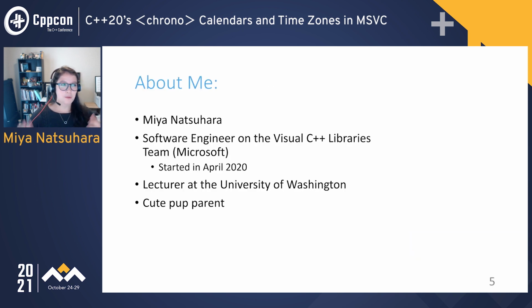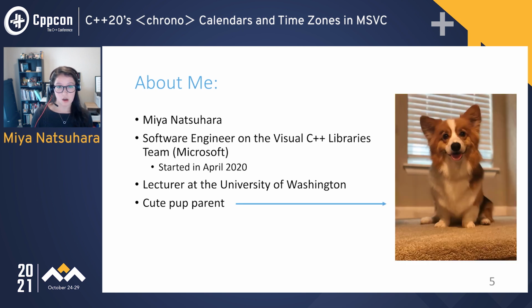Okay, so just starting off about me, Miya Natsuhara. I am, again, a software engineer on the Visual C++ libraries team. I started in April of 2020, so the beginning of the pandemic, and so I've been on the team about 1.5 years. I'm also a lecturer at the University of Washington, focusing on their intro CS courses, so CS 1 and 2, as well as associated support courses for people just coming to programming for the first time. I also have a very cute dog named Gumball, who may or may not make an appearance once he is up scratching at my door. But that's just a little bit about me.